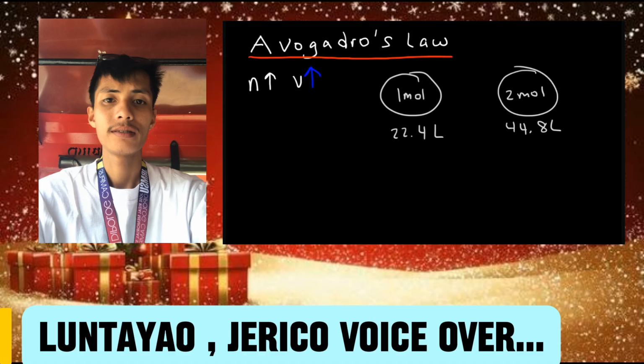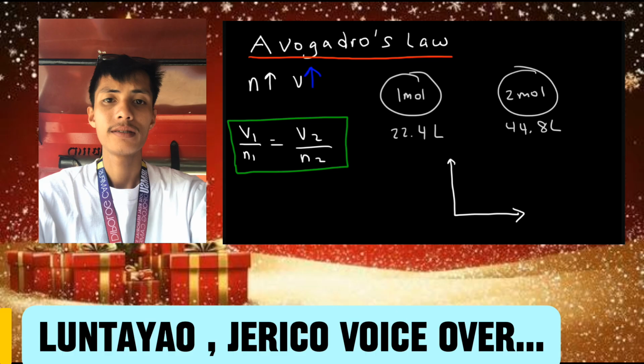So the equation that you need to know that goes with Avogadro's law is this equation: V1 over N1 is equal to V2 over N2. That's the formula that you're going to use when solving gas law problems that deal with moles and volume. Now V1 and V2 can be in milliliters or liters, but they simply have to match. So if V1 is in milliliters, then V2 should be in milliliters as well. Now the graph that goes with Avogadro's law: if you plot N on the x-axis and V on the y-axis, it's a direct relationship, so it's just a straight line.